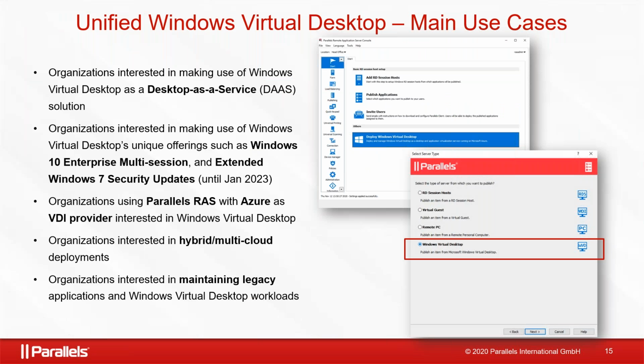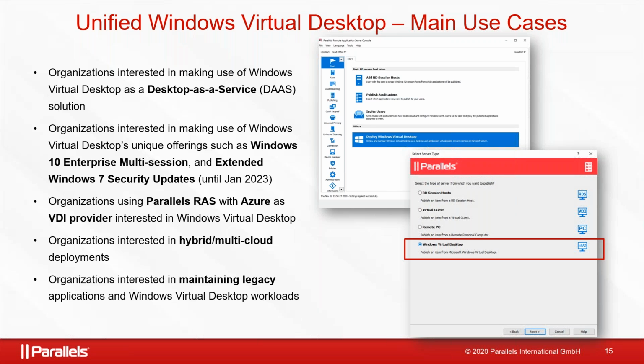What we've seen from our customer requests, and I'm sure we mentioned this earlier today as well, is interest in Windows 10 Enterprise multi-session. That's a very good use case, along with the extended Windows 7 security updates that are now available, which can be done through Parallels Remote Application Server when deploying it through Windows Virtual Desktop. Our customers that are already using Parallels RAS pointing directly to Microsoft Azure can also be interested in such desktop as a service. Of course, customers running hybrid or multi-cloud, or that want to maintain legacy applications, can make use of both Windows Virtual Desktop and Parallels RAS as a solution.